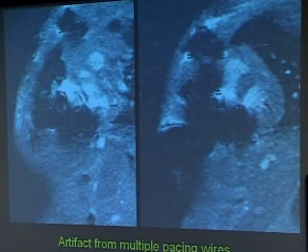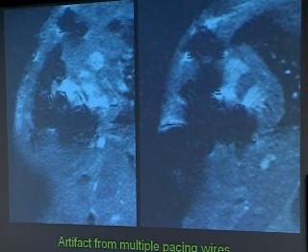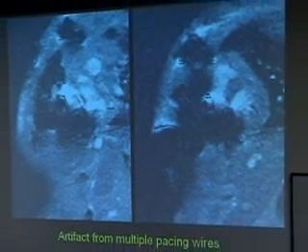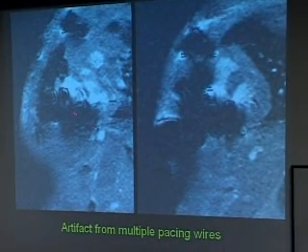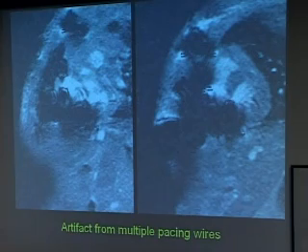Here, for example, we can see some of the artifact on MR from pacing wires, which demonstrate extensive drop in signal. And if you're interested in this area, you can't be distracted by the abnormality of the artifacts in through here.